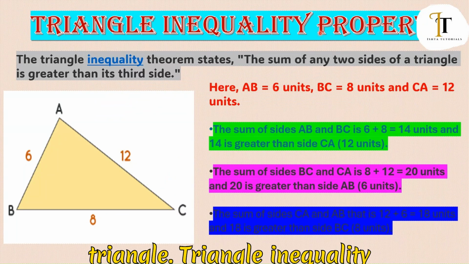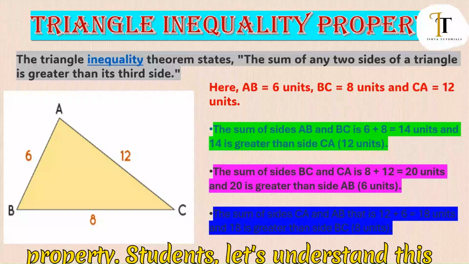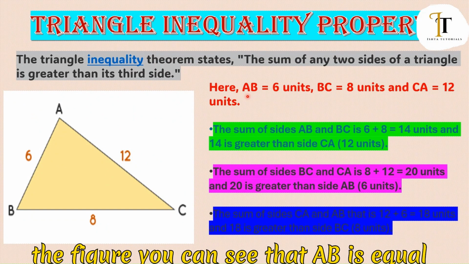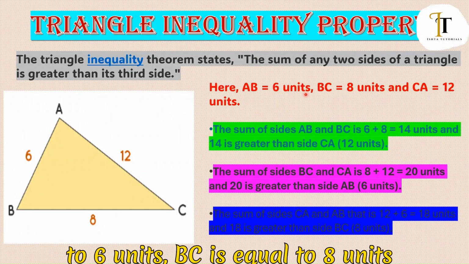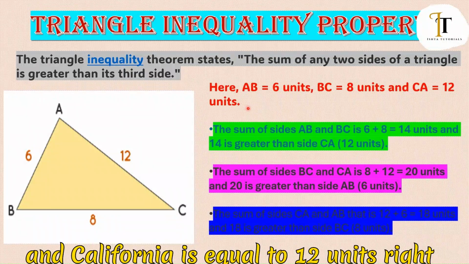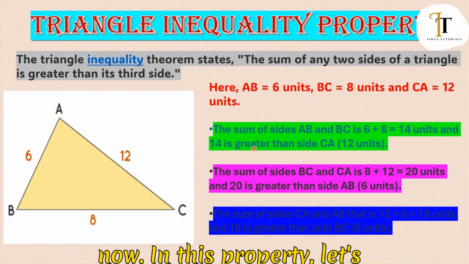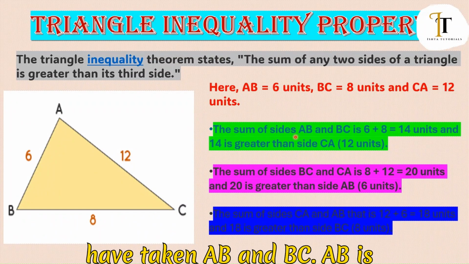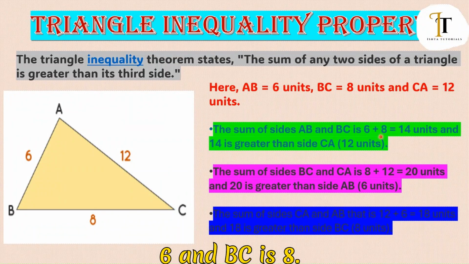Triangle inequality property. Students, let's understand this property with the help of an example. From the figure you can see that AB is equal to 6 units, BC is equal to 8 units and CA is equal to 12 units, right? Now in this property, let's take two sides at a time. Here we have taken AB and BC. AB is 6 and BC is 8.